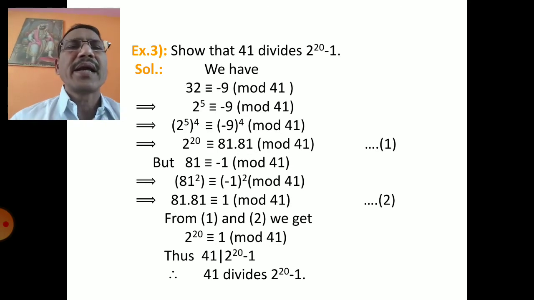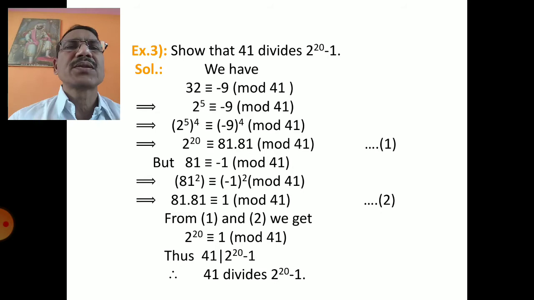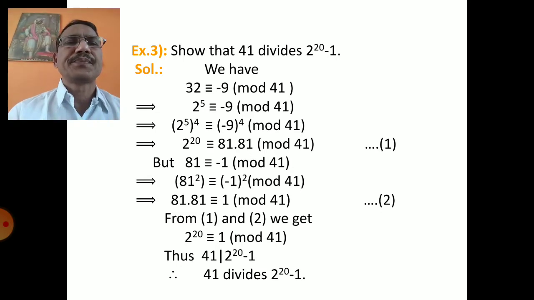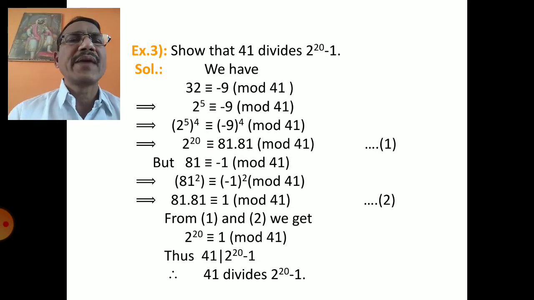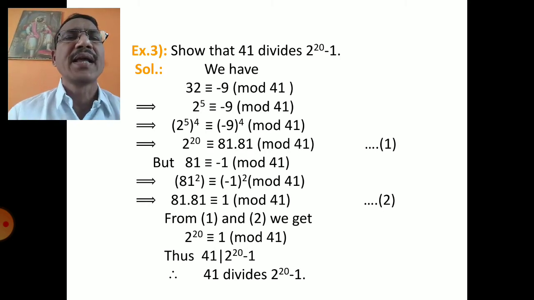But we know that 81 is congruent to minus 1 mod 41, because minus 1 on the left side, that means a minus b, it will become 81 minus of minus 1, that means 81 plus 1, that is 82. And we know that 41 divides 82, that means 82 is divisible by 41, and hence we have the congruence 81 is congruent to minus 1 mod 41.